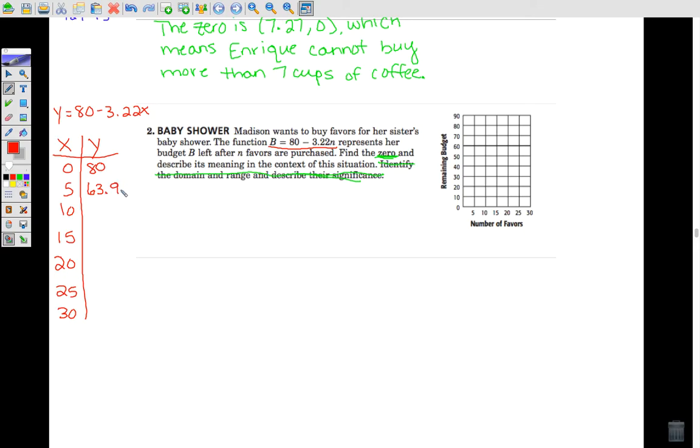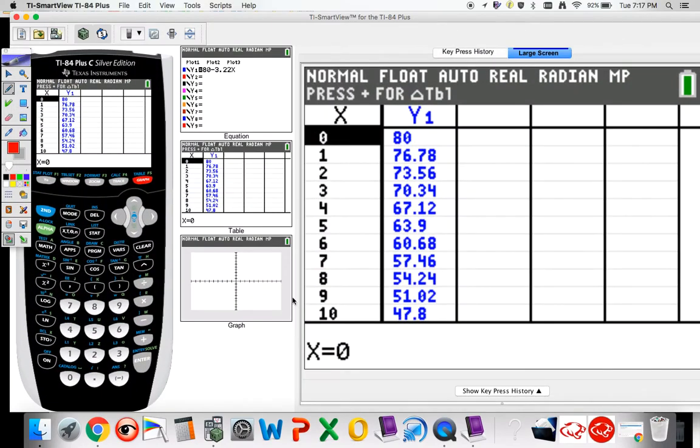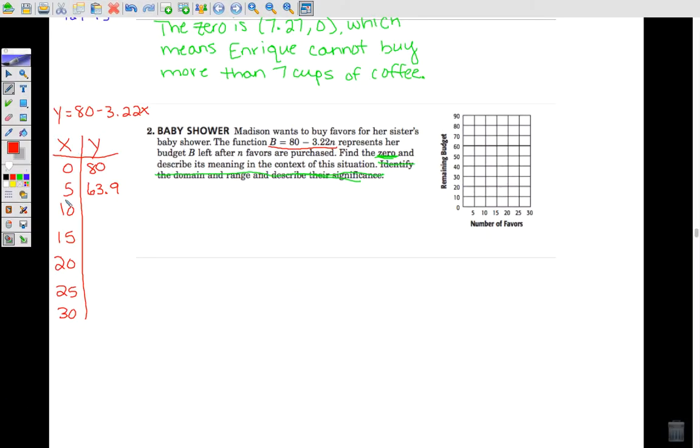Okay, you can scroll down in your table, or actually on my table I can see it's 47.8 for 10. So 47.8. Scroll down for 15, it should be 31.7. 20 is 15.6. Okay, 25 is negative 0.5.